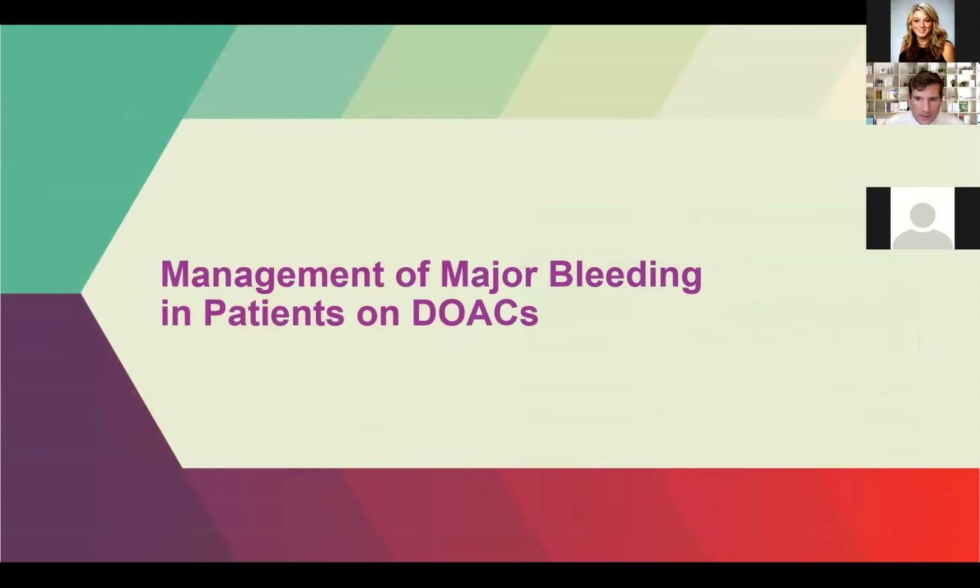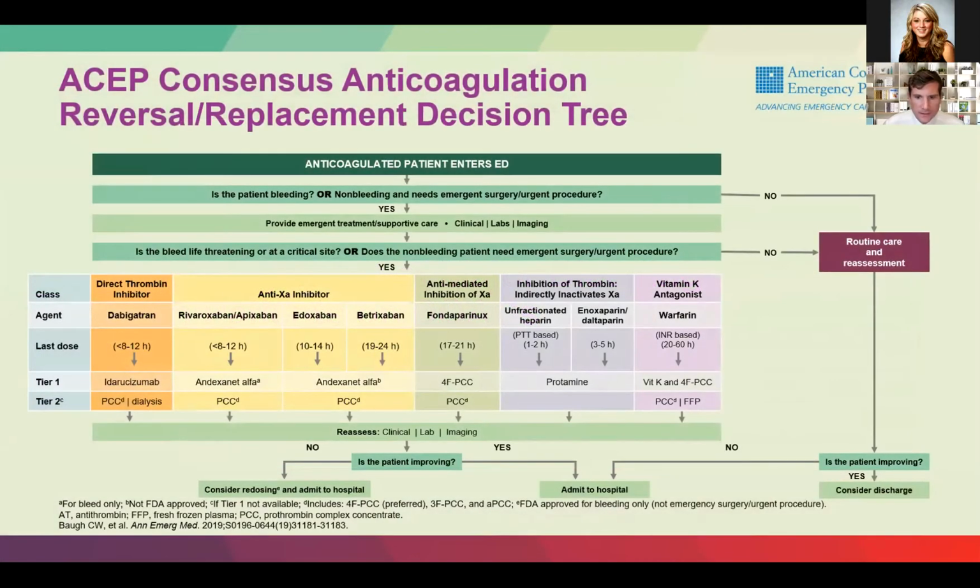So we're going to pivot a little bit to how to assess and manage major bleeding in these patients. This diagram is a little busy. I'll zero in on the left side in another slide or two, which is the DOAC classes. On the right is more warfarin and parenteral anticoagulants.